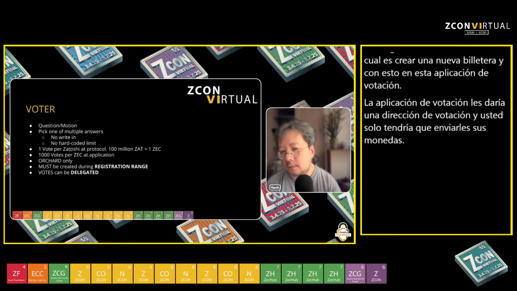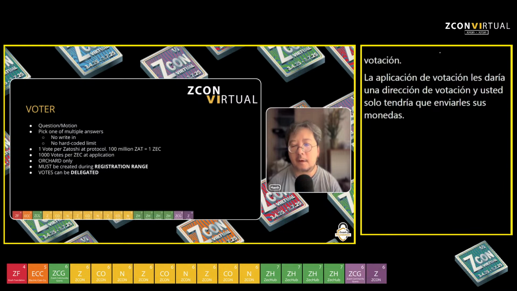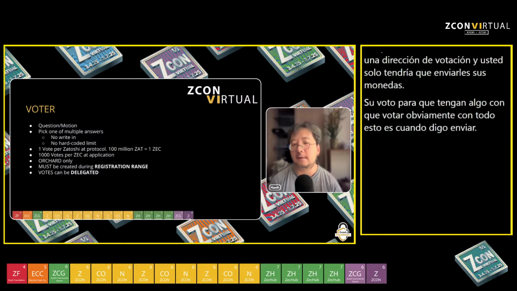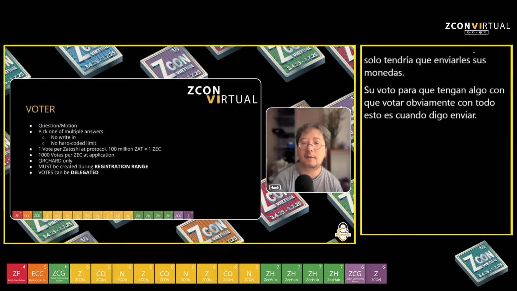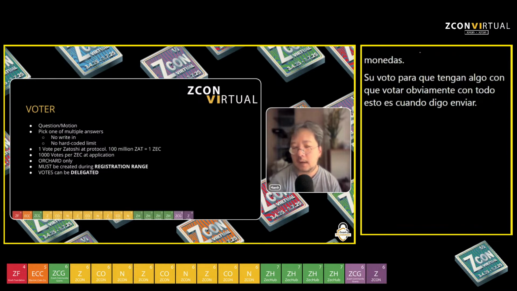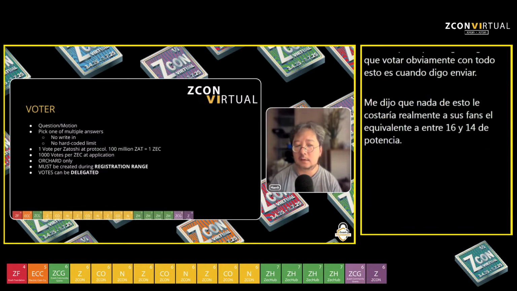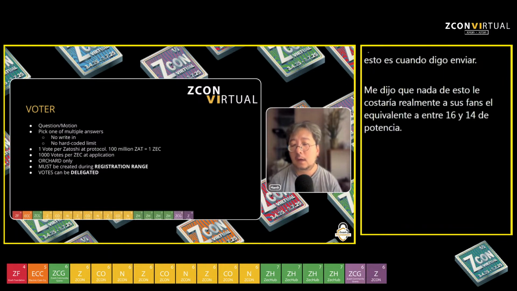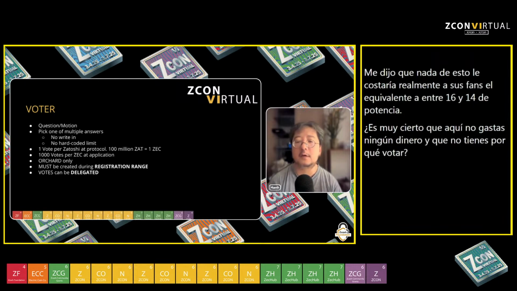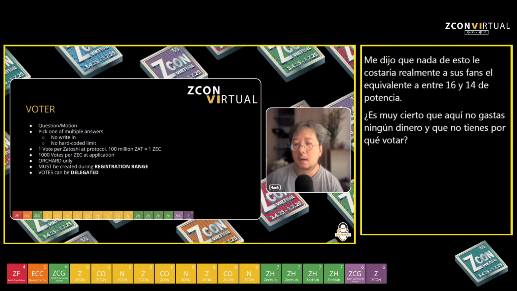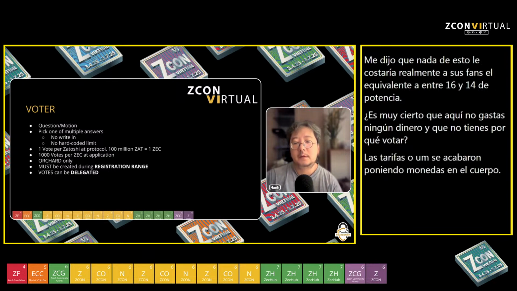Obviously, when I say send funds, I misspoke. None of this stuff will actually cost you any real funds. Right? The equivalent of 1 ZEC to 1 voting power is entirely virtual. You are not spending any money here, and the voting itself doesn't have a fee. It's all virtual voting coins.